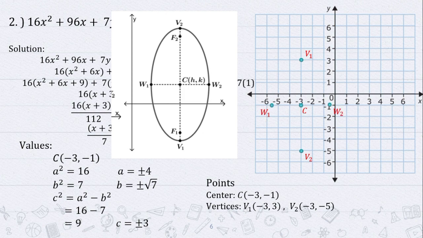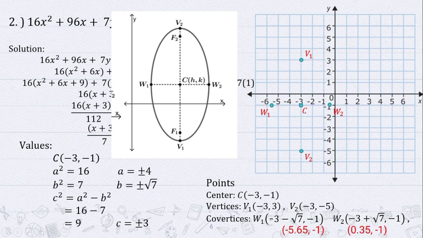Let us now plot our co-vertices using our value b. That is square root of 7, which is approximately 2.65. Therefore, we have to count 2.65 units from the center going to the left and to the right. So, our first co-vertex here has coordinates -3 minus square root of 7, which is approximately -5.65, -1. And our next co-vertex is -3 plus square root of 7, which is approximately 0.35, -1.